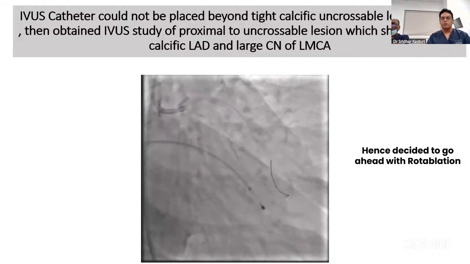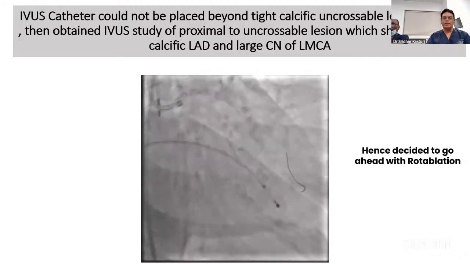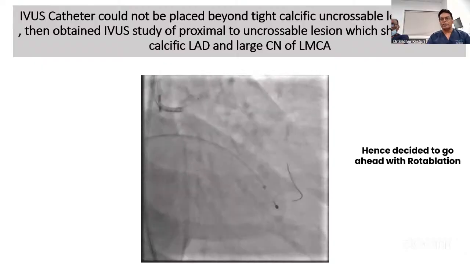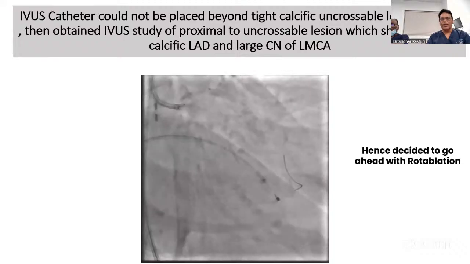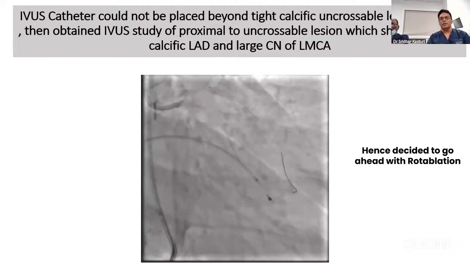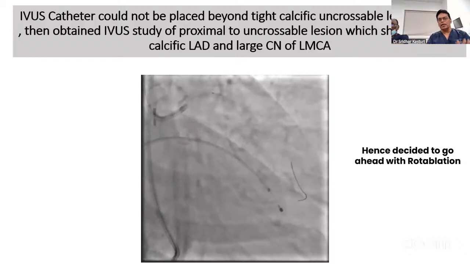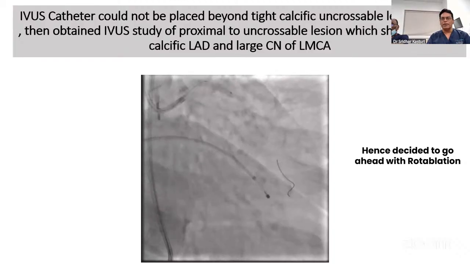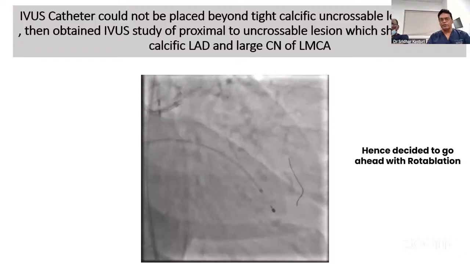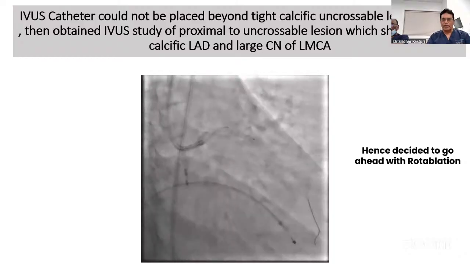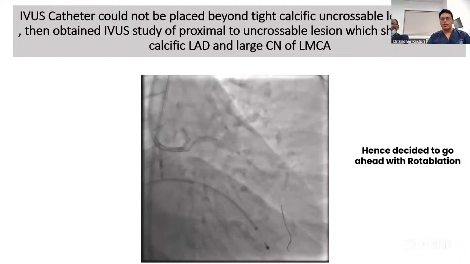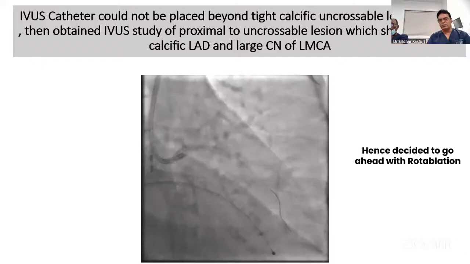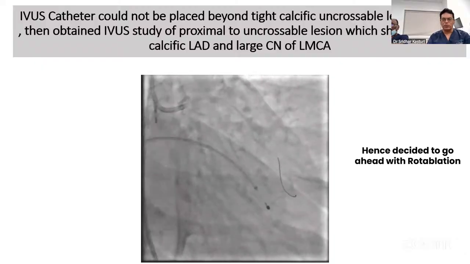Then we took the proximal LAD just before the tight lesion, and a left main ostial IVUS study was done, and it showed a very large calcium nodule. So this is a classic uncrossable lesion and a large calcium nodule in the left main. So a case with a large calcium nodule and severe calcification of the ostium of the LAD and proximal LAD, and beyond that there is a tight uncrossable lesion. Now what is the strategy? Now you can discuss.